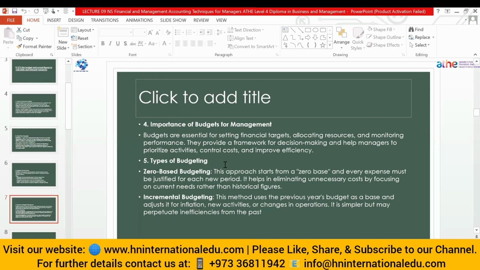This approach starts from a zero base and every expense must be justified for each new period. It helps in eliminating unnecessary costs by focusing on the current needs rather than historical figures. Zero-based budgeting is all about making sure everything is clear and fine. Whatever expenditure we make in a certain period, we need to ensure that everything is in accordance with the expense which we have allotted.